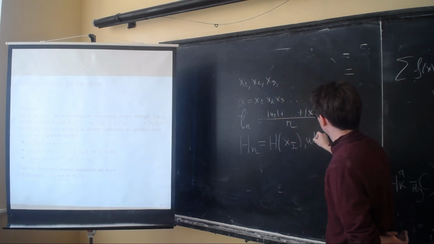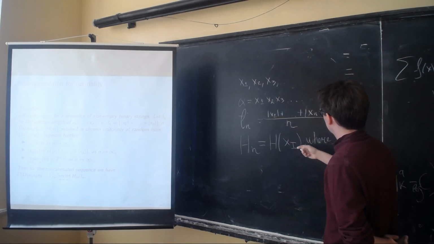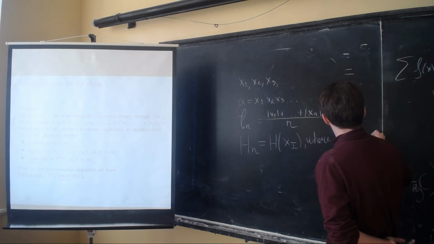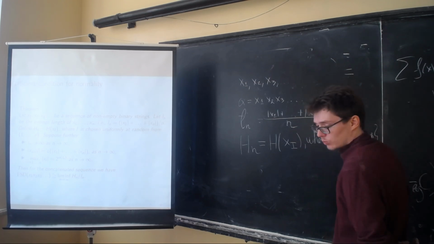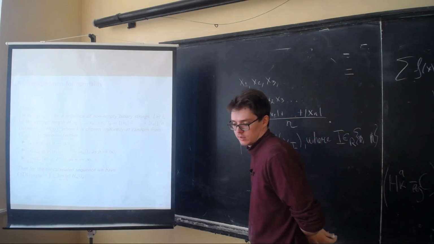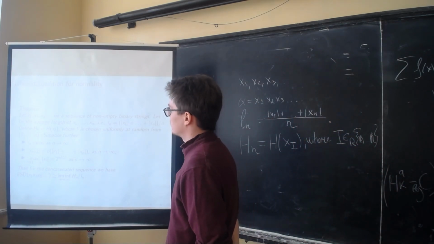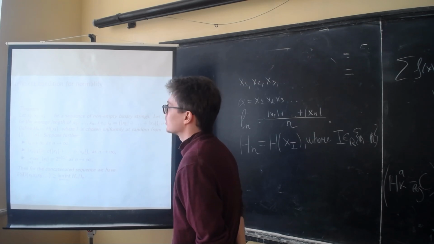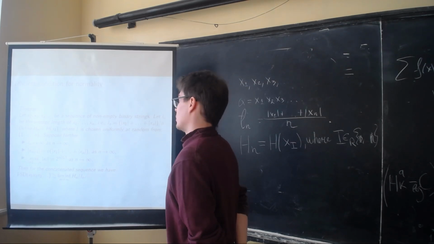Where i is chosen uniformly at random from 1 to n. So I just want to look at how many strings appear twice, thrice, and so on. Okay?